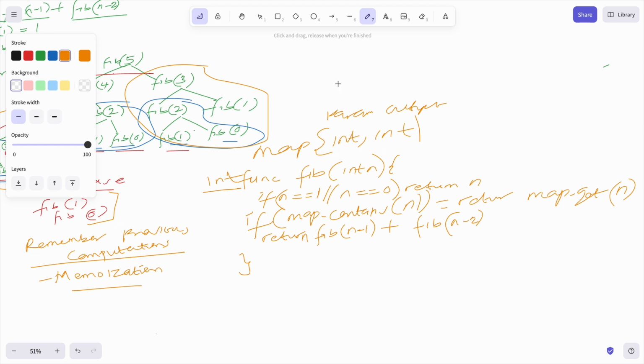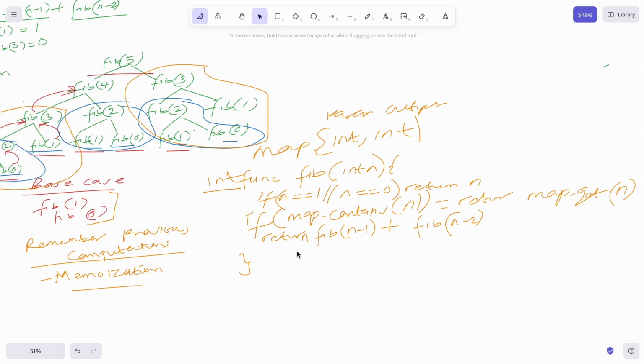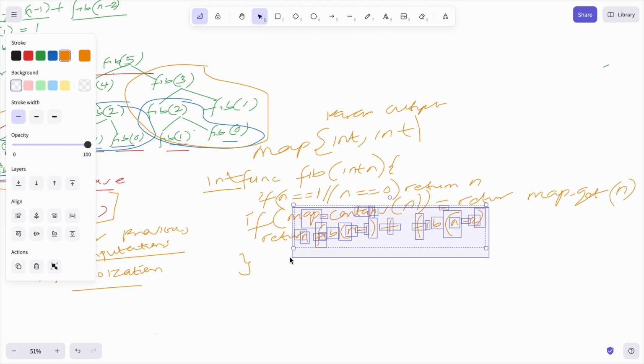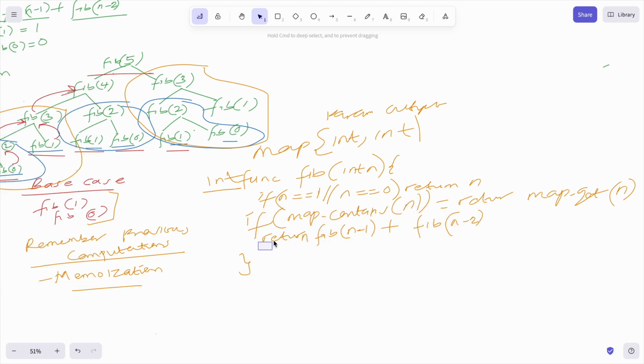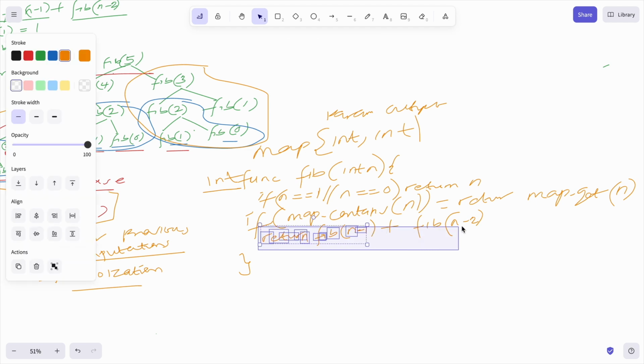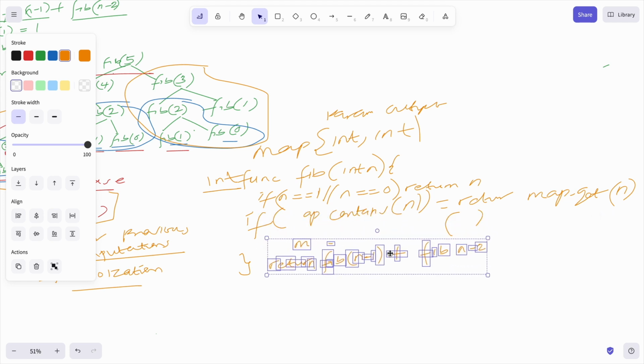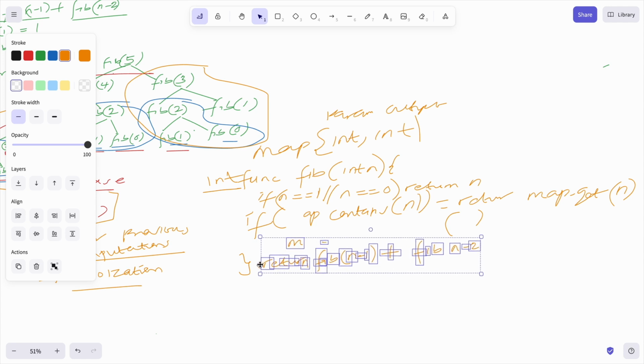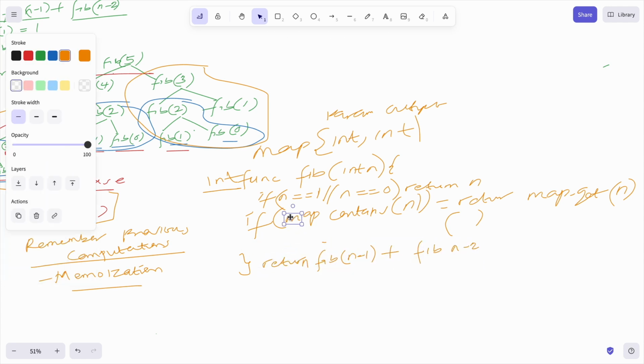So what that also means is that before we return any one of these answers, I want to select just this. Okay, something we can do. So that means just before this point here, we need to memoize, we need to store this value.